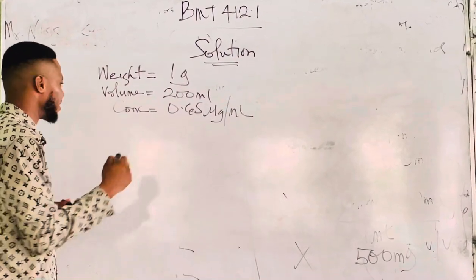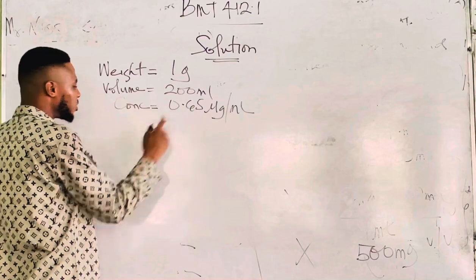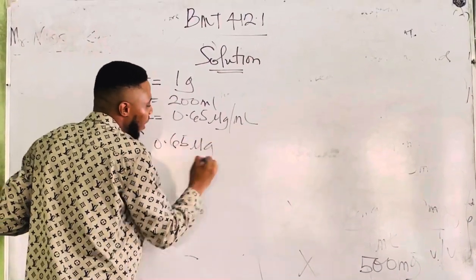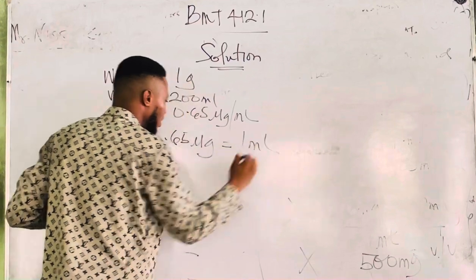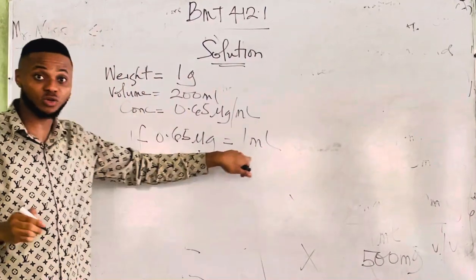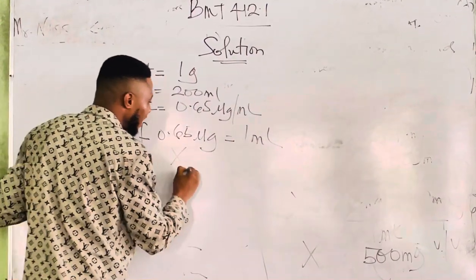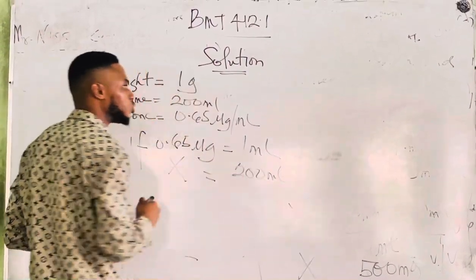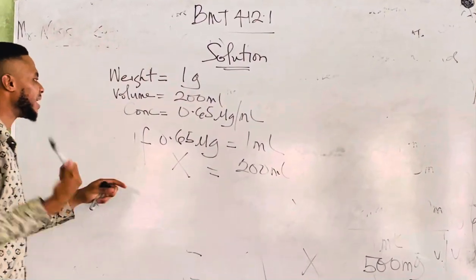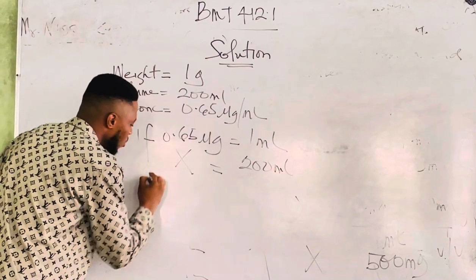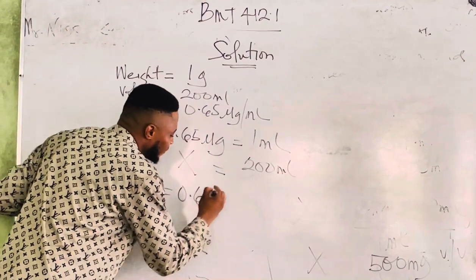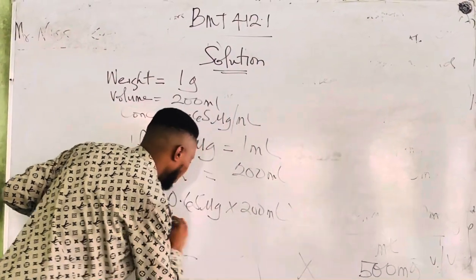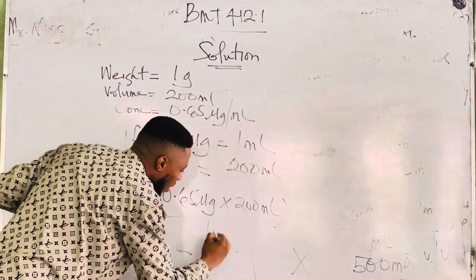So now look at this, guys. You say if 0.65 micrograms will give you 1 ml, then X will be equal to 200 ml. So for us to get the unknown, X will be equal to 0.65 micrograms times 200 ml, divided by 1 ml.